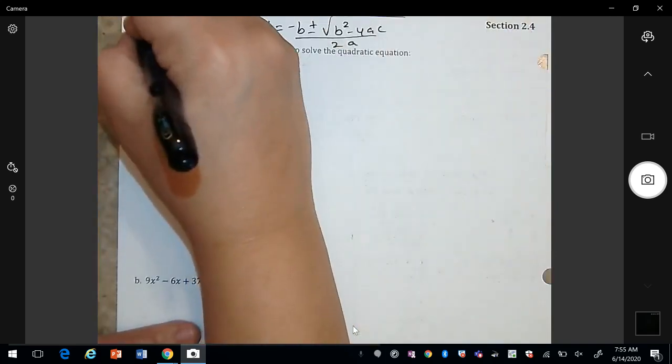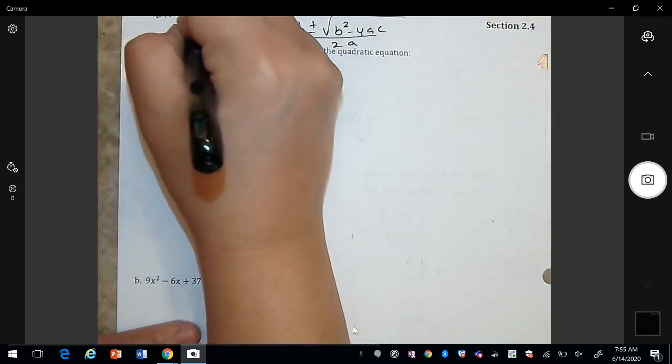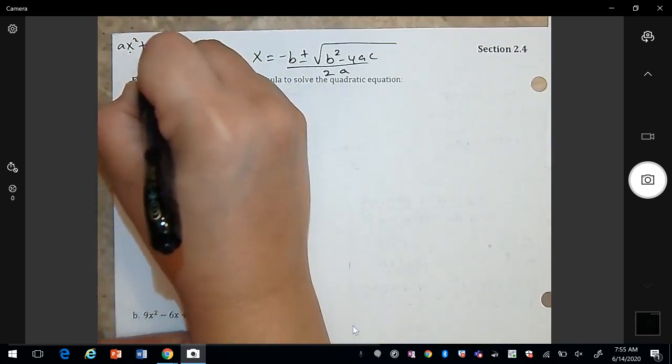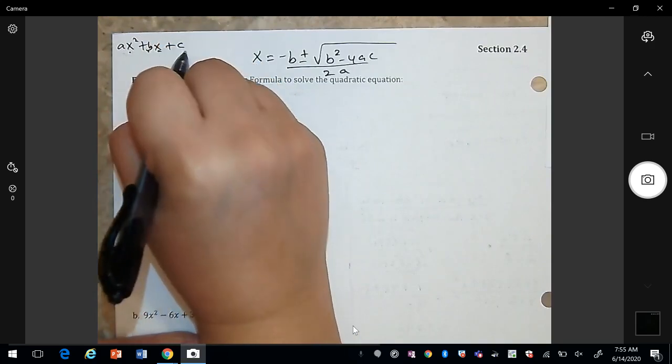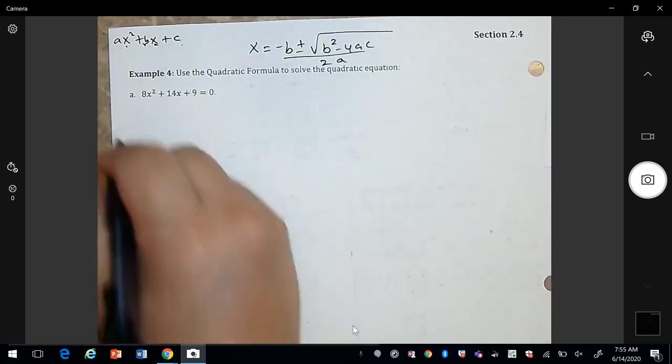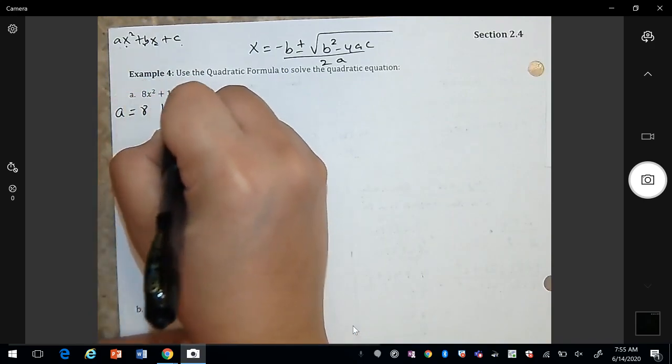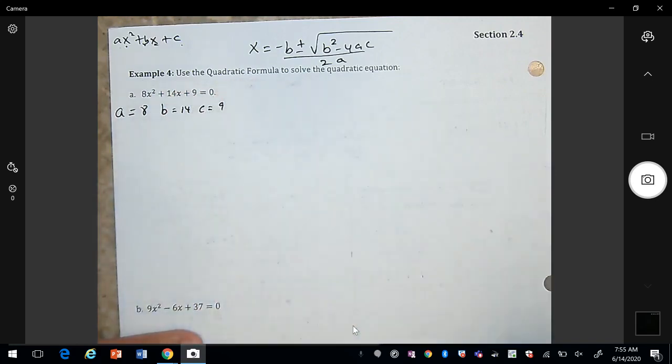And so if you have a quadratic equation, then your a is the number in front of x squared, the b is the number in front of x, and then c is your constant. So in this example, a would be 8, b would be 14, and c would be 9.